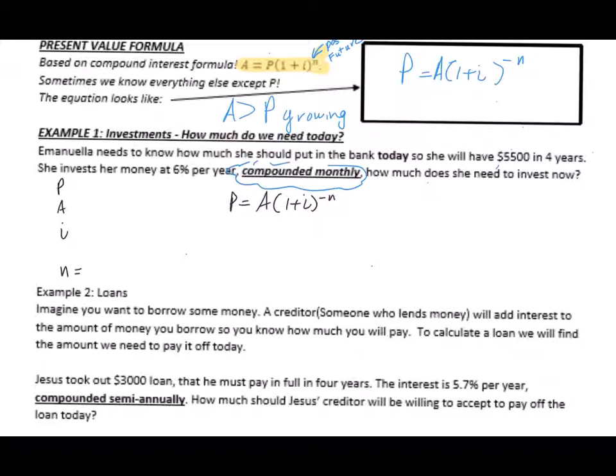Now, in order to do these calculations, we got to fill all the information out. So this part here is our A value, because this is what we want in the future. So we want our A to equal $5,500.